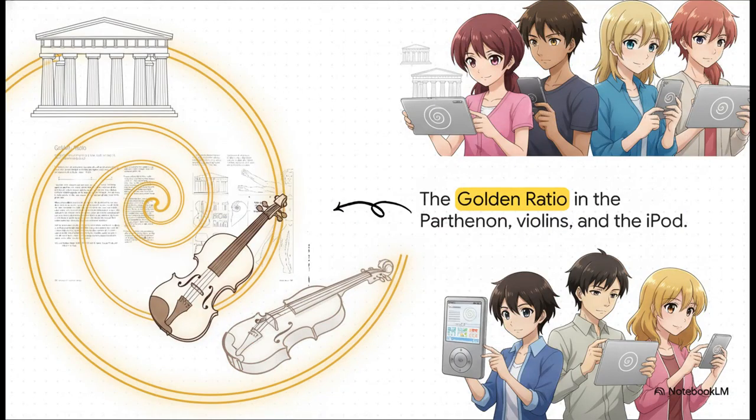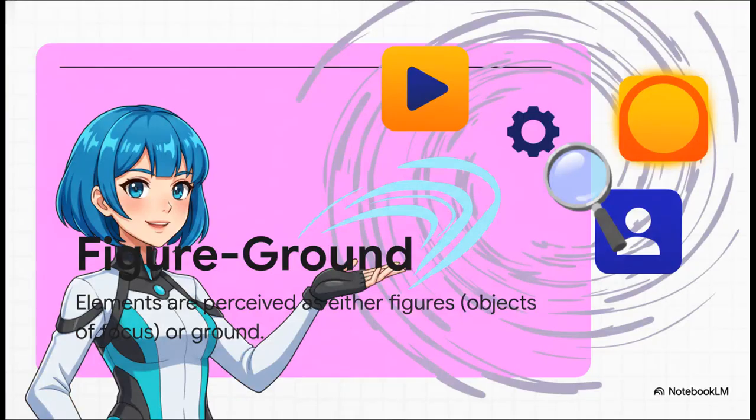And the wild thing is, once you know about this mathematical ratio, you see it everywhere in successful design. I mean, look at the ancient architecture of the Parthenon, or the iconic shape of a Stradivarius violin, or even the classic Apple iPod. They all use it. So we are going to size the primary viewing area of our app and its menus using this exact 0.618 ratio. But we can't stop there.